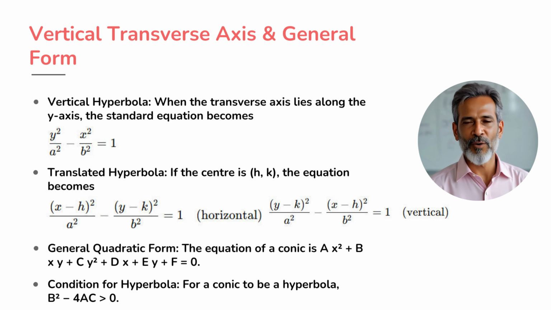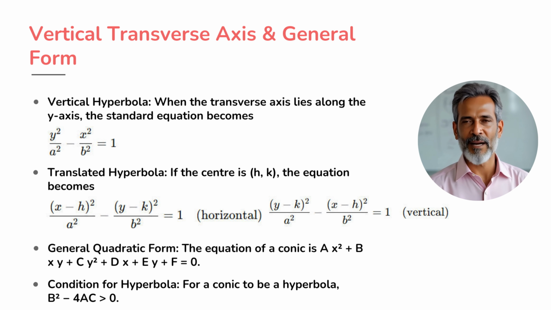Now, not all hyperbolas like to lie flat. Some stand tall. If the transverse axis lies along the y-axis, the equation flips: y squared by a squared minus x squared by b squared equals 1. If the hyperbola isn't centered at the origin but at some point (h, k), its equation becomes (x minus h) squared by a squared minus (y minus k) squared by b squared equals 1.